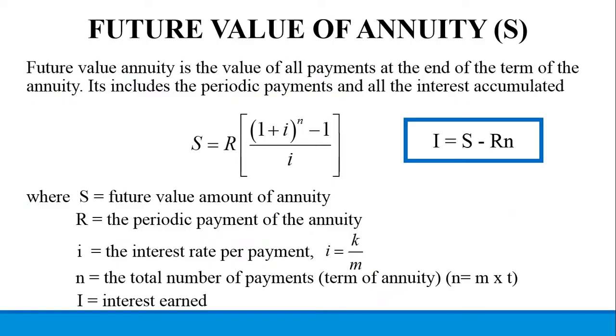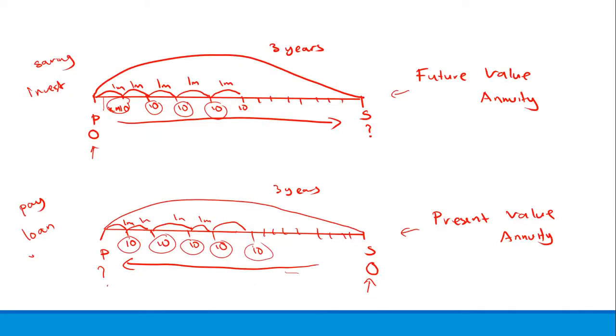Okay, for the future value of an annuity, the future value is the sum of all the payments at the end of the term of the annuity. It includes the periodic payments and all the accumulated interest. I'll show it first. For the future value case, you have a P and you have an S. Let's say you have 2 years.